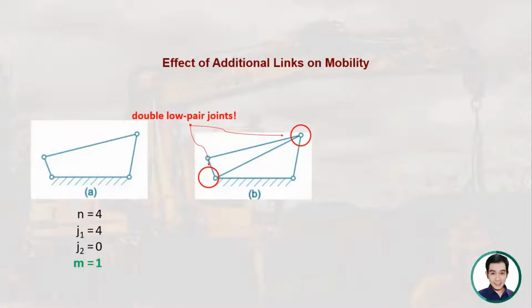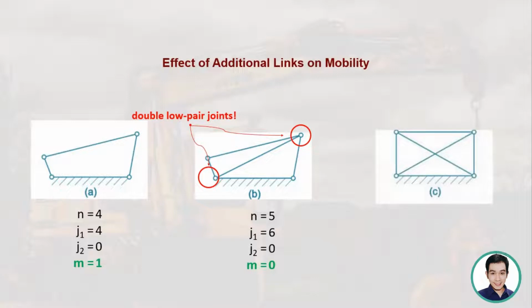For these double lower pair joints, we can account for that in computing the number of links. So now the number of links is 5. Since we have double lower pair joints, we can count them as another 2 joints in addition to the original 4 joints. So the total full joints now become 6, and the number of half joints will still be 0. So the mobility now equals 0. You can see that from a mechanism, it became a structure because the mobility is now 0.